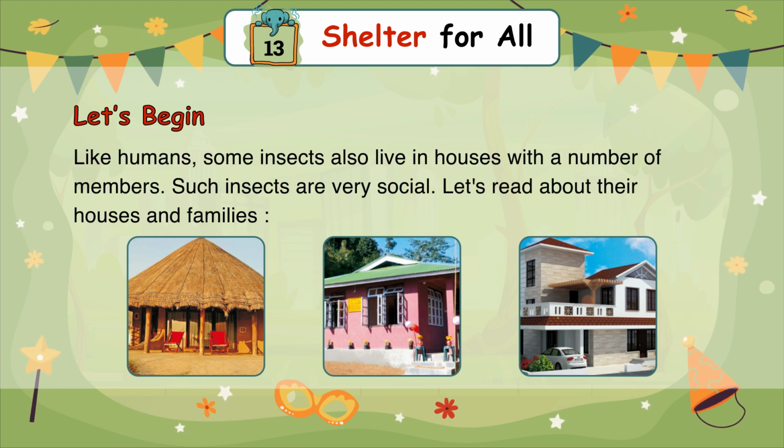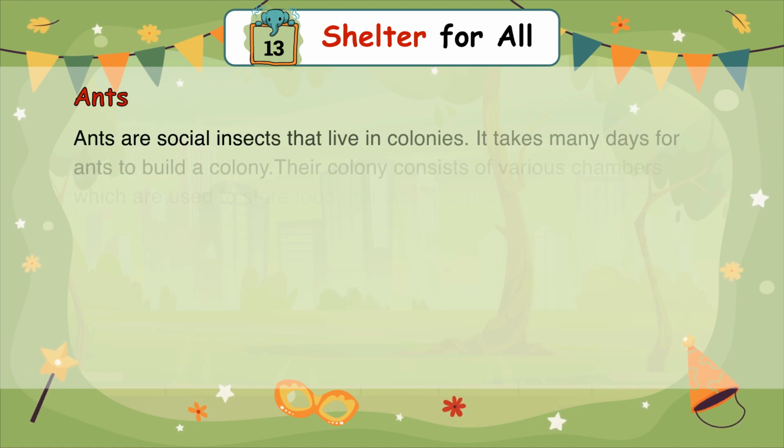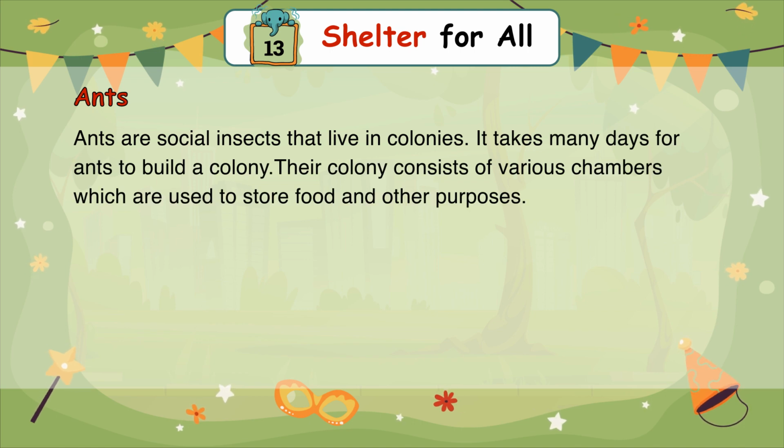Like humans, some insects also live in houses with a number of members. Such insects are very social. Let's read about their houses and families. Ants. Ants are social insects that live in colonies. It takes many days for ants to build a colony.